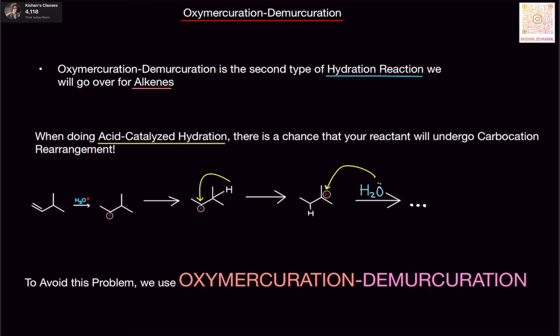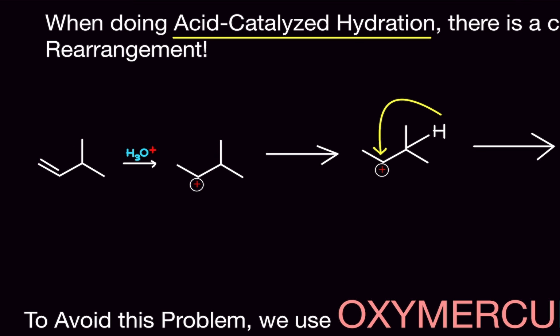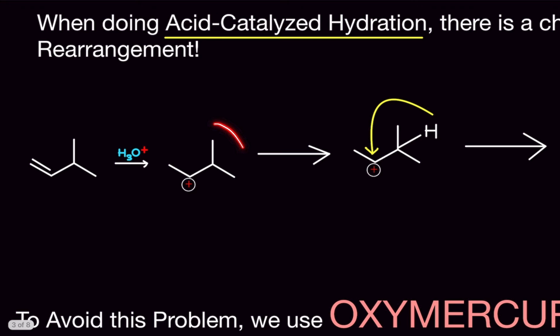Oxymercuration-Demercuration is the second type of hydration reaction we'll go over for alkenes. This is actually one of my favorite reactions to go over. It's really interesting. When doing acid-catalyzed hydration, which was the first hydration reaction we learned, there is a chance that your reactant will undergo carbocation rearrangement, right? Because when we did acid-catalyzed hydration, the double bond, the pi bond, would attack hydronium. The hydrogen went to the less substituted carbon, and the carbocation would go to the more substituted carbon, like this.